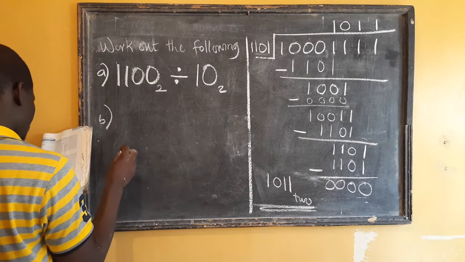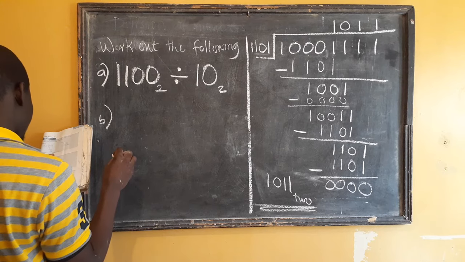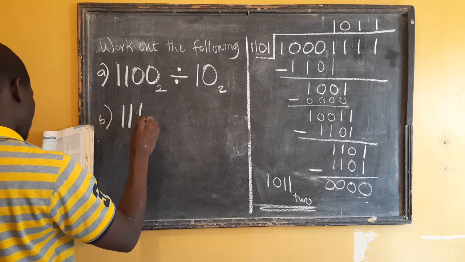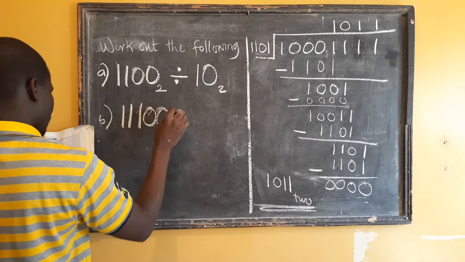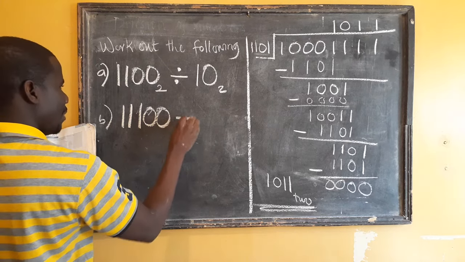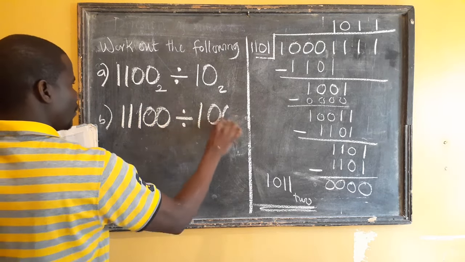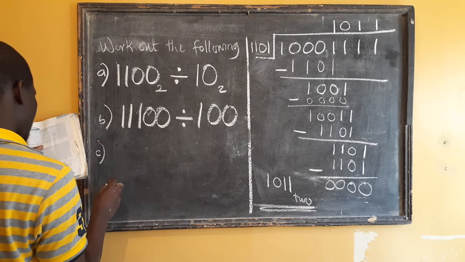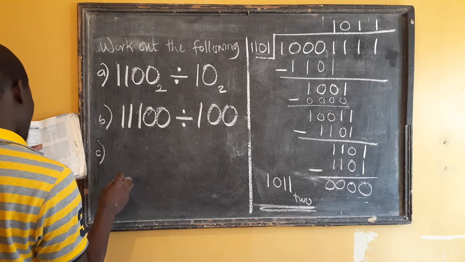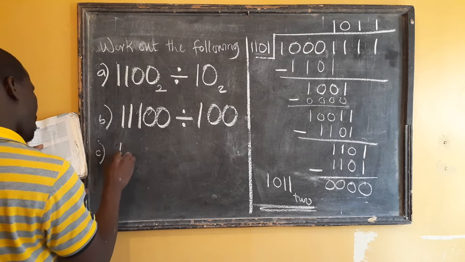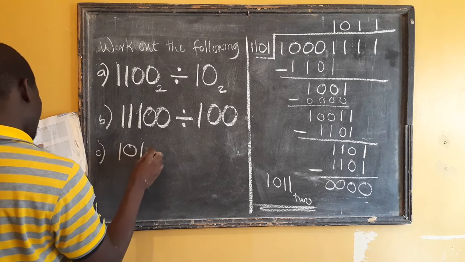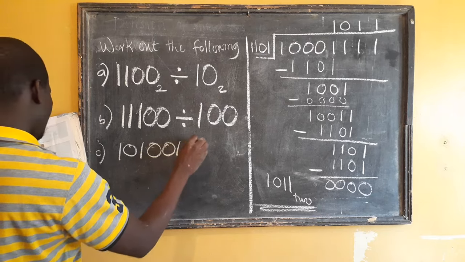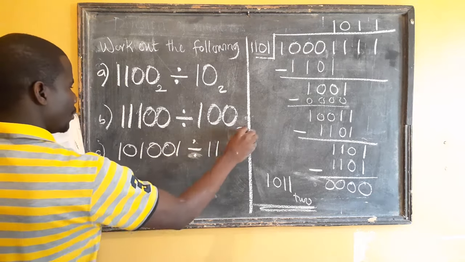B, you can have 1, 1, 1, 0, 0 divided by 1, 0, 0. Okay. C, you can have 1, 0, 1, 0, 0, 1 divided by 1, 1. Base 2.